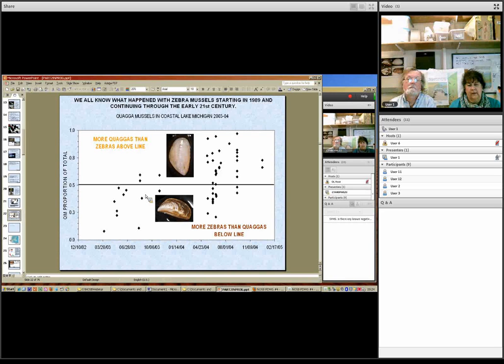So you can see that we started seeing them in 2003, and by the end of 2005, look, there are really no zebra mussels to be found. If we were to look for zebra mussels right now, we'd say that they're so last century. We just did not find them in Lake Michigan. There may be some in the marinas and such, but there are no more of those.